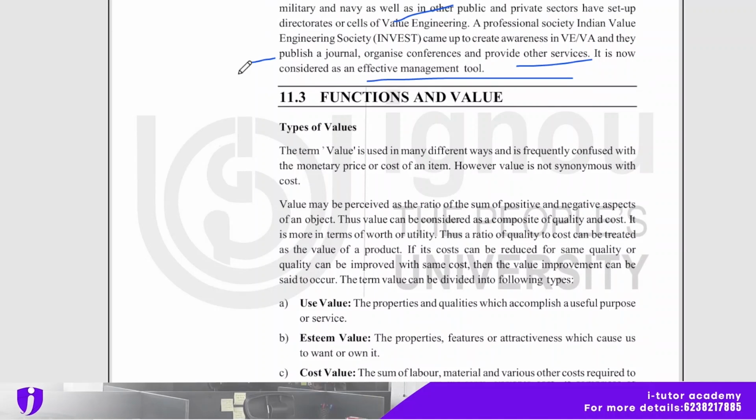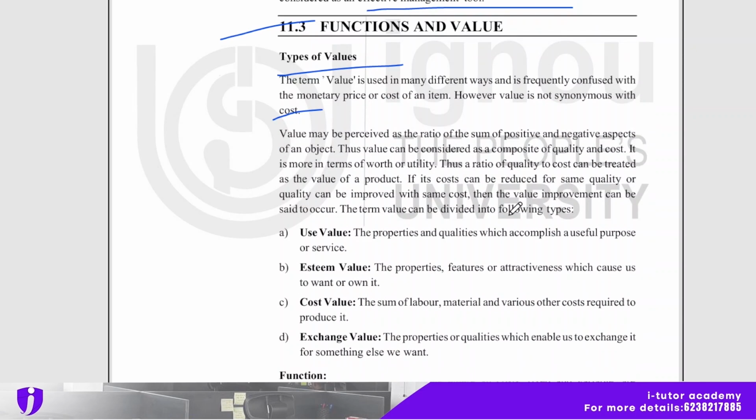Okay, next is functions and values. What is the functions and values of this and type of value? The term value is used in many different ways and is frequently confused with the monetary price or cost of the item. However, value is not synonymous with the cost, and value may be perceived as the ratio of the sum of positive and negative aspect of an object, and this value can be considered as a composite of quality and cost. It is more in terms of worth or utility. Thus, a ratio of quality to cost can be treated as the value of a product.